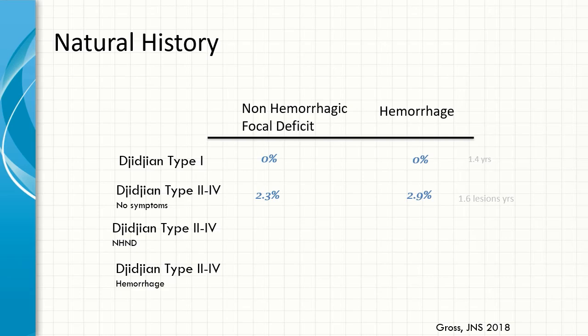In a high-grade fistula that presented with non-hemorrhagic focal deficit, the risk was 23.1% of developing a non-hemorrhagic focal deficit over time and a 3.3% per year risk of hemorrhage. In patients presenting with a high-grade fistula with hemorrhage at presentation, none developed a non-hemorrhagic focal deficit, and nearly 46.2% developed recurrent hemorrhage. Thus, the higher the grade and the more symptoms they have at onset, the more likely that hemorrhage will occur.